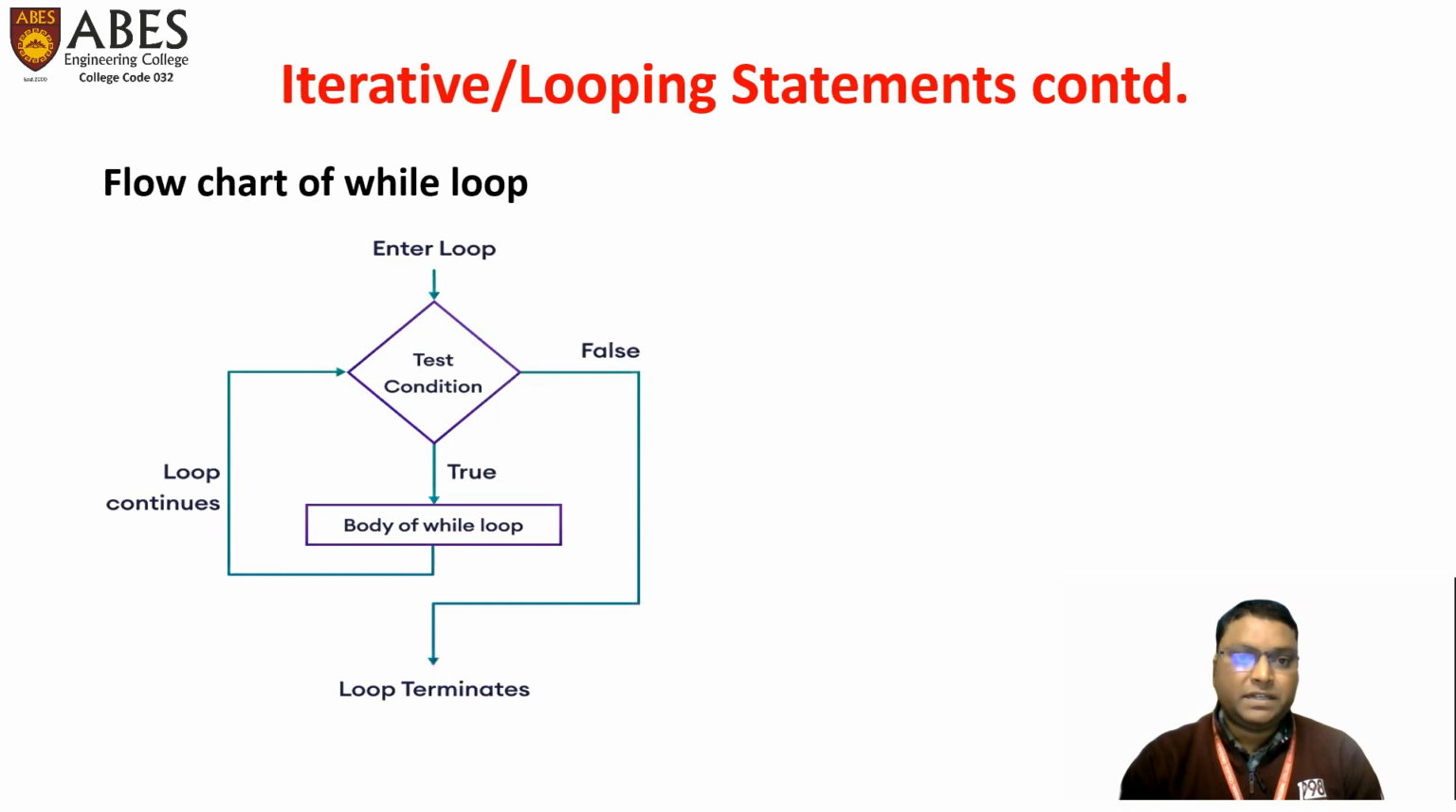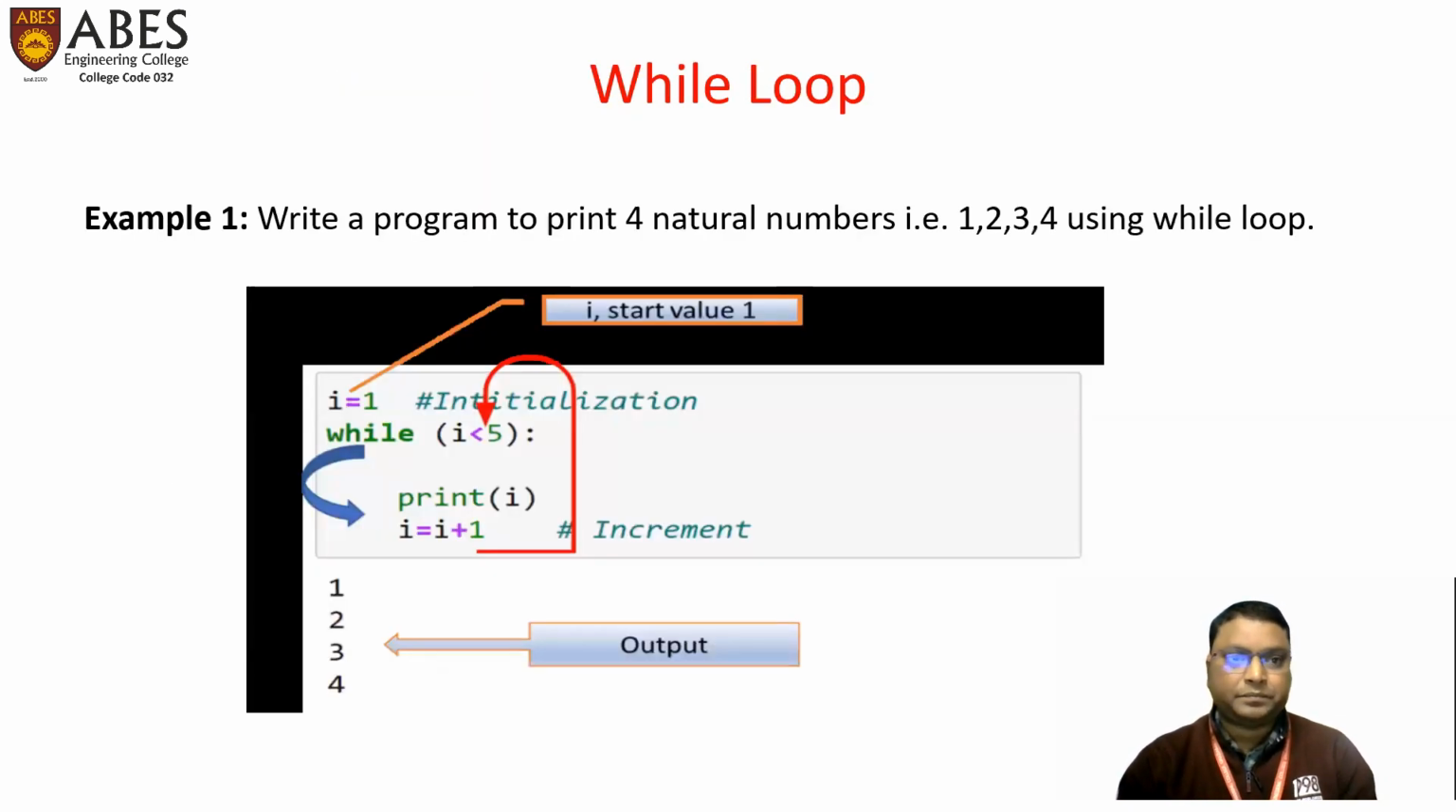So this is the flowchart used for while loop. First of all, the given test condition is to be checked. If the test condition is true, the body of while loop will be executed. And if the condition is false, then the loop terminates. If the given condition is true and the body of while loop is executed, then again the test condition will be checked after the certain increment or decrement in the variable, which is initialized at the time of the initialization of loop. Let's take an example of this.